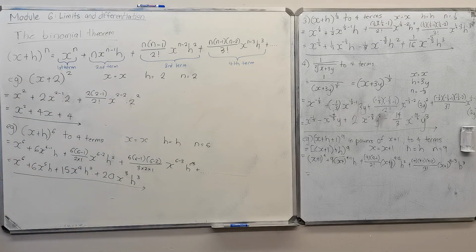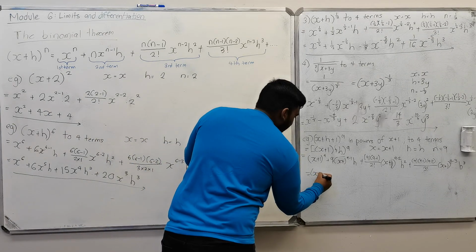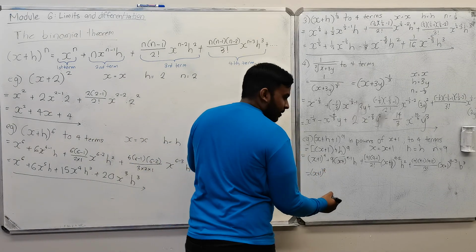How would you write your final answer? Don't worry guys, you don't need to work this out. X plus 1 times x plus 1 nine times, you don't have to do that, right? You just need to write it out as x plus 1 to the power 9. That's your first term.